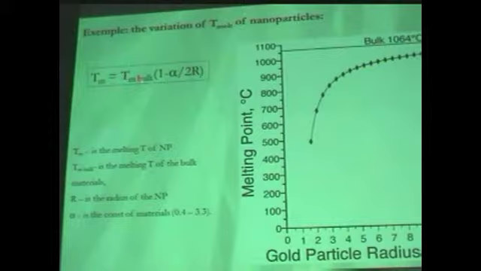And the variation of melting temperature for different metals may be estimated and calculated from this equation, where Tm is equal to Tm bulk times (1 minus alpha divided by 2R), where Tm bulk is the melting temperature of the bulk material, this is usually known. R is the radius of the nanoparticles, which you can take from TEM measurements, and alpha is the constant of materials, which is specific for each material.